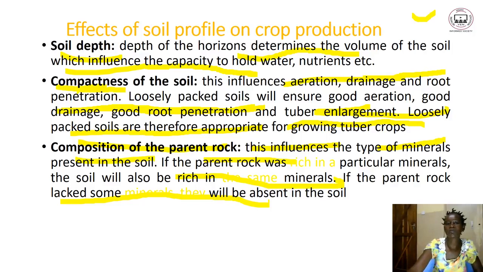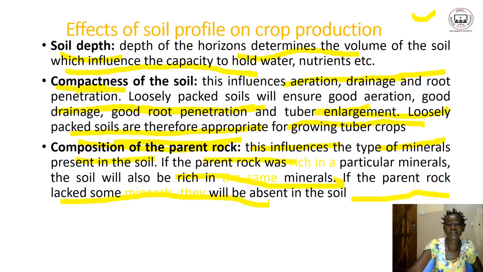The opposite can be true. Soils which are compacted together will lead to poor aeration, and they will also lead to poor drainage, difficulty in terms of root penetration, as well as tuber enlargement. So in one way or another, that can also have an impact on crop production. And lastly, we have composition of the parent rock.